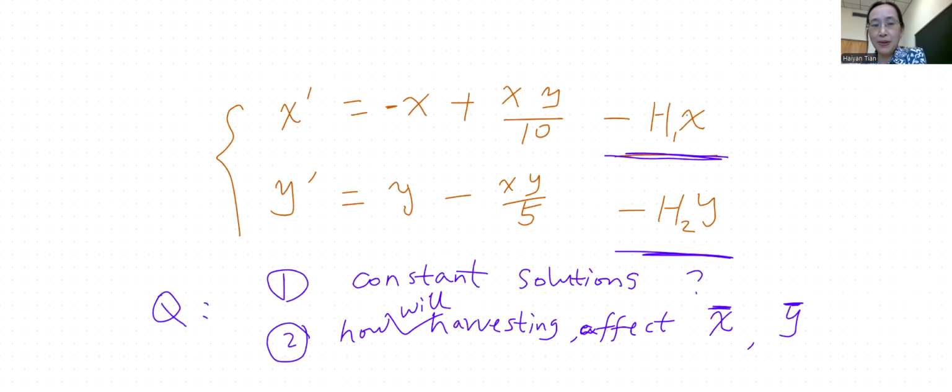But for the new system, the method is the same. So let's find the constant solutions, and then the constant solution, remember, can explain the average of the predator population and the average of the prey population. Then we can see how the harvesting can impact the average of each species. Okay, that's all for now.